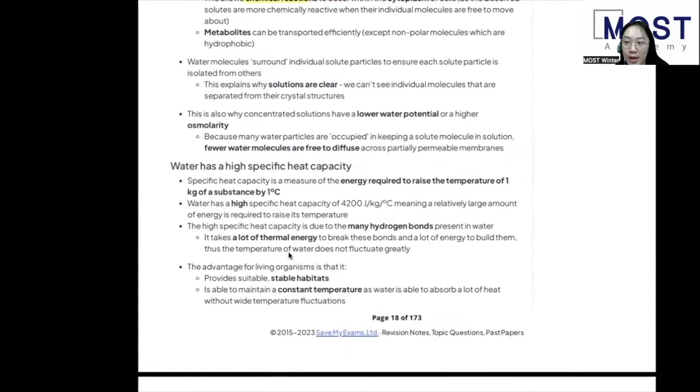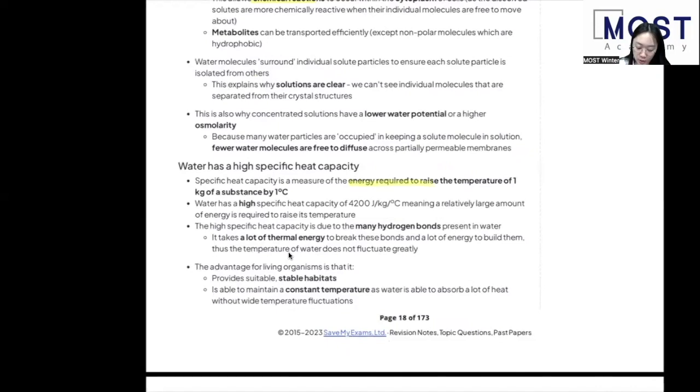And what is specific heat capacity, first of all? So specific heat capacity is the energy required to raise the temperature of 1 kilogram of substance by 1 Celsius. This is really important, and we should know the definition of specific heat capacity. So, energy required to raise the temperature of 1 kilogram of substance by 1 Celsius. And it means that if water has high specific heat capacity, it will take a lot of energy to raise the temperature of water. And why is this important?